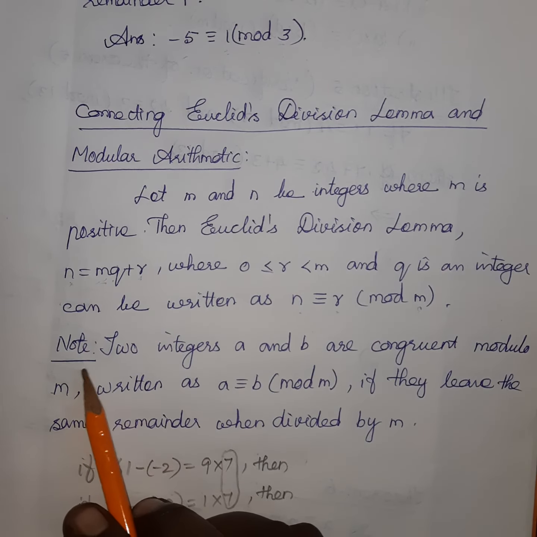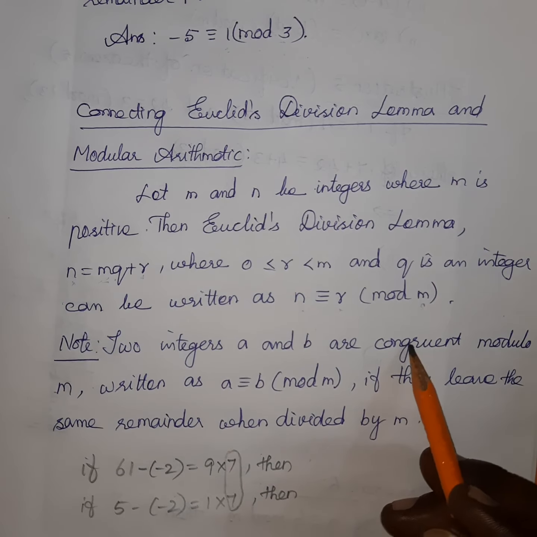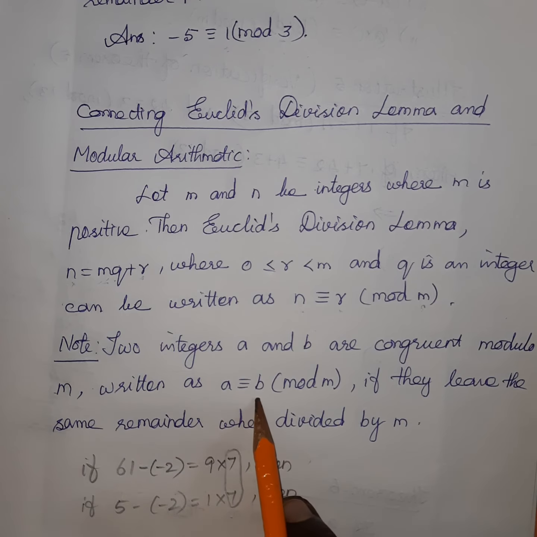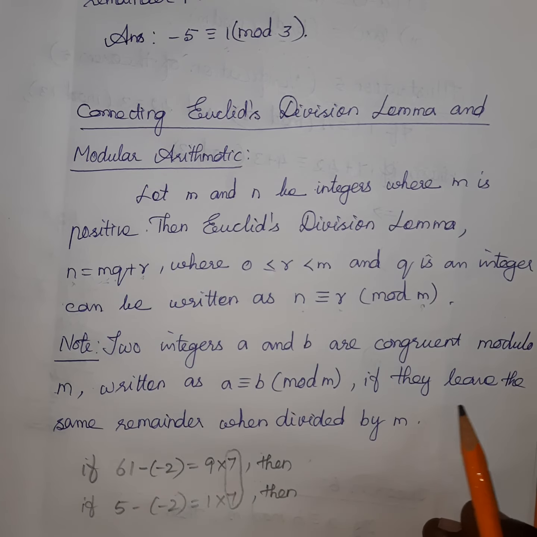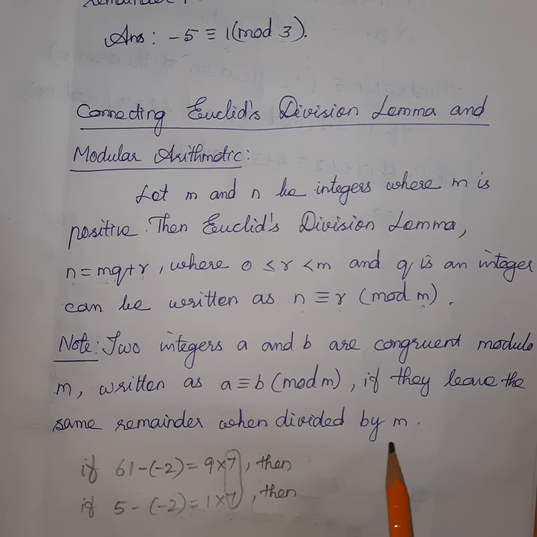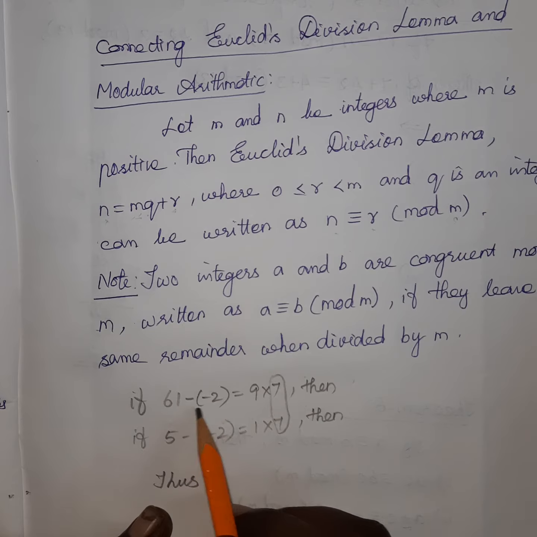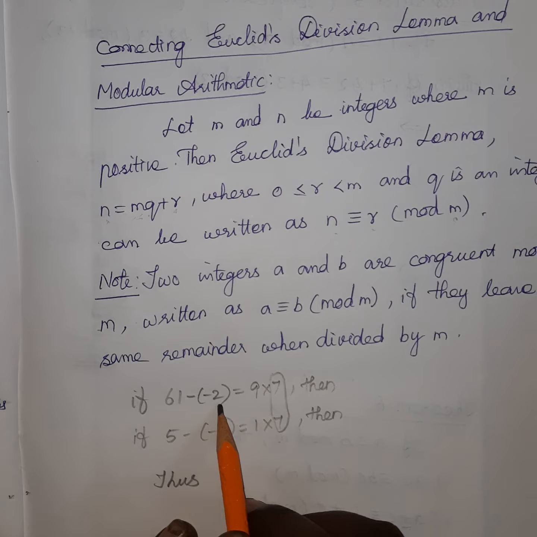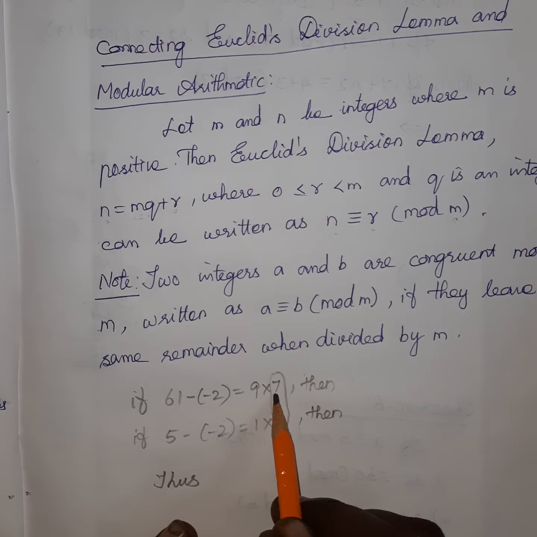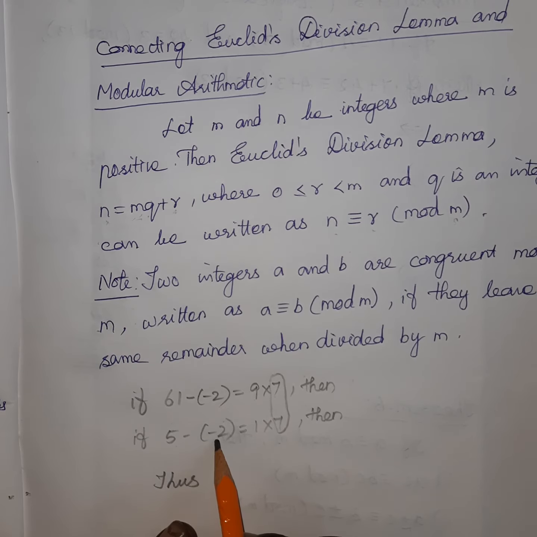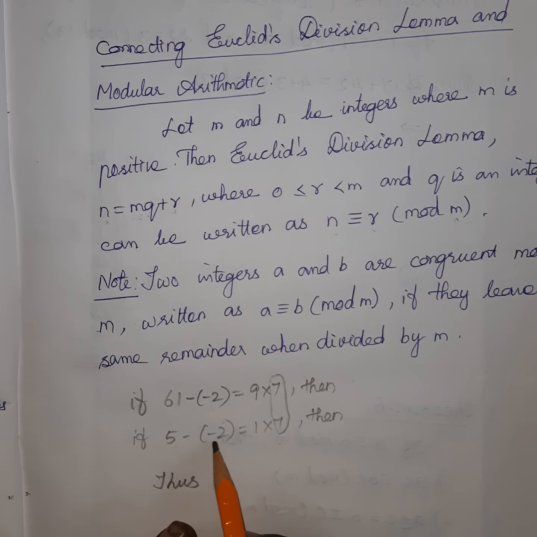Okay, now see the note: two integers a and b are congruent modulo m, written as a congruent to b modulo m, if they leave the same remainder when divided by m. With an example I will explain this. See 61 minus of minus 2. What is the value of 61 minus of minus 2? It is 63. 63 you can write as 9 into 7. Again, 5 minus of minus 2. What is the value of 5 minus of minus 2? 5 plus 2, it is 7. That you can write as 1 into 7.